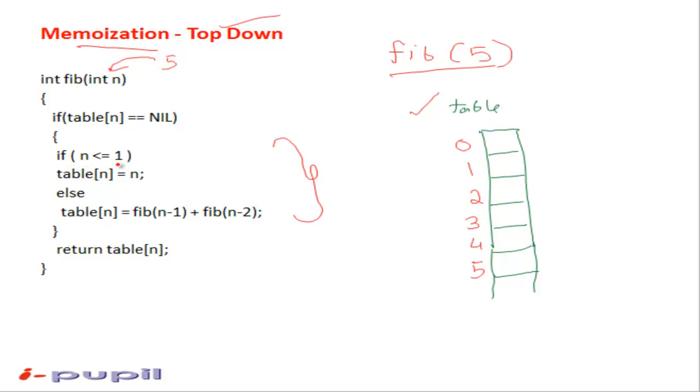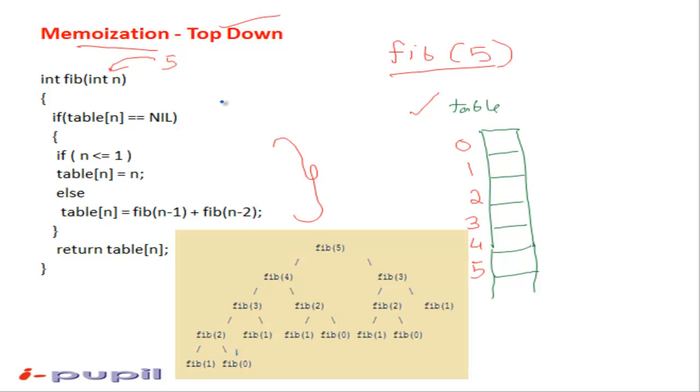If n is less than or equal to 1, table of n is n. Else table of n is equal to Fibonacci of n-1 plus Fibonacci of n-2. Since n is 5, it is greater than 1. Hence we store table of 5 with sum of values returned from Fibonacci of 4 plus Fibonacci of 3. Now let us bring back the recursion tree to understand how this algorithm works.